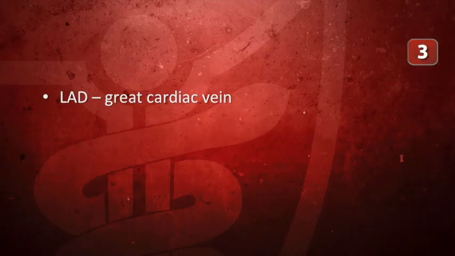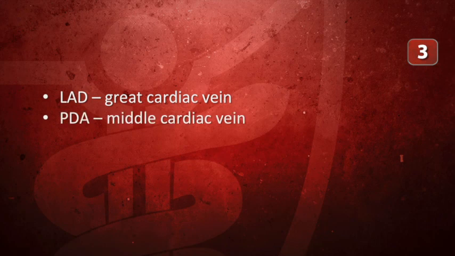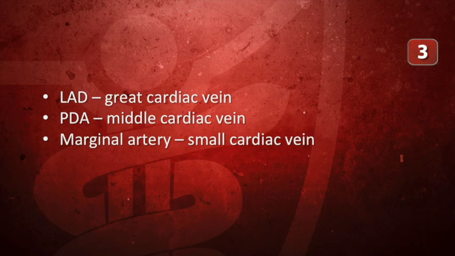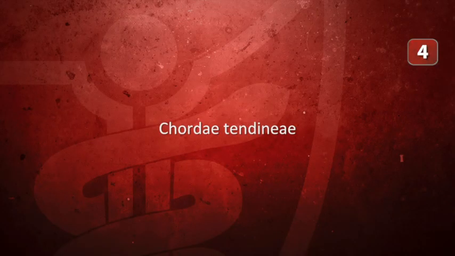Next question. Which vein runs with the LAD, PDA, and marginal artery? So with the LAD, we have the great cardiac vein. With the PDA, we have the middle cardiac vein. With the marginal artery, we have the small cardiac vein. Next, what attaches the papillary muscles to the heart valves? That's the chordae tendineae.